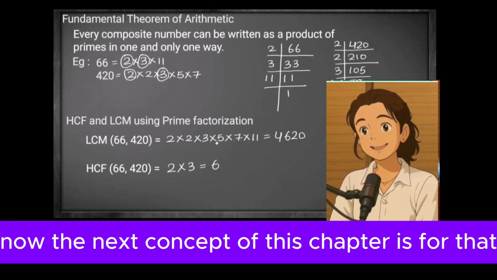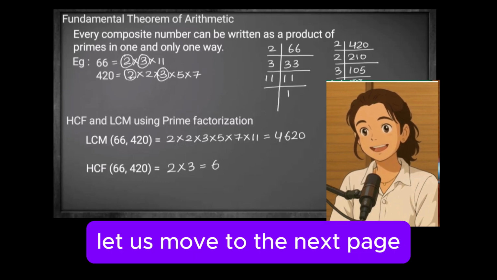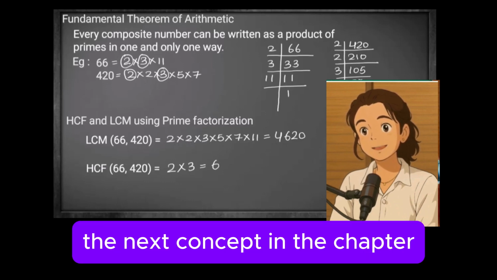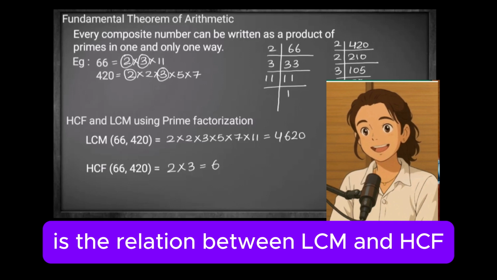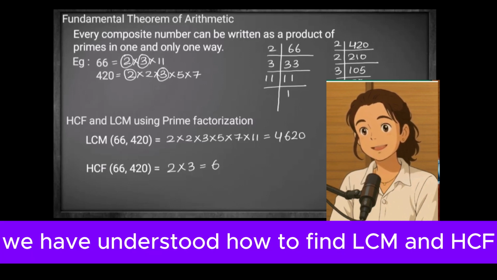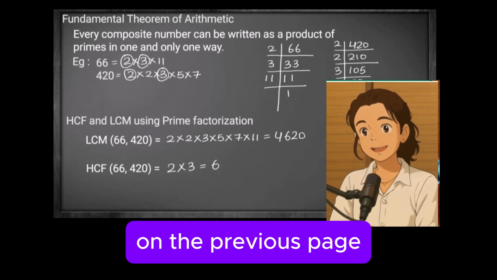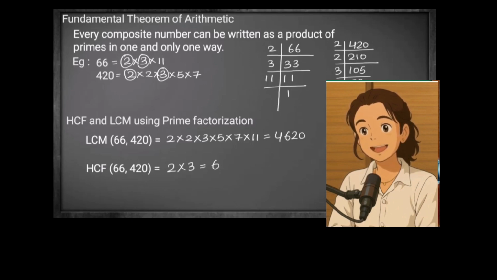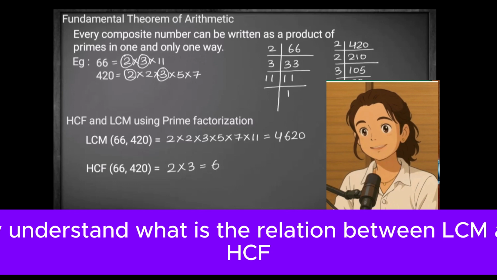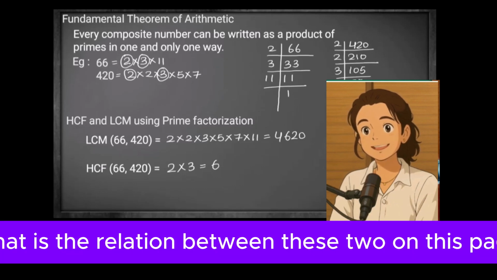Now the next concept of this chapter. Let us move to the next page. The next concept in the chapter is the relation between LCM and HCF. We have understood how to find LCM and HCF by the prime factorization method on the previous page. Now understand what is the relation between LCM and HCF.